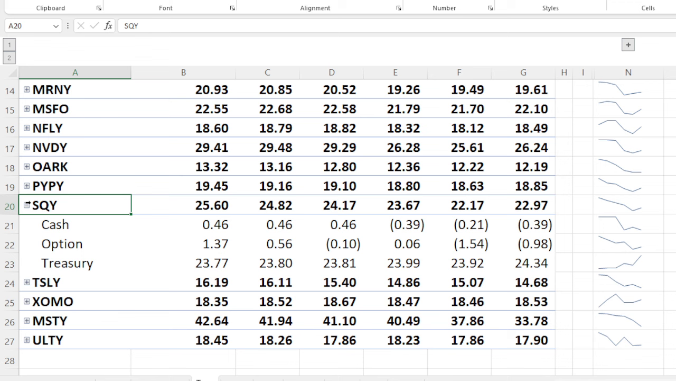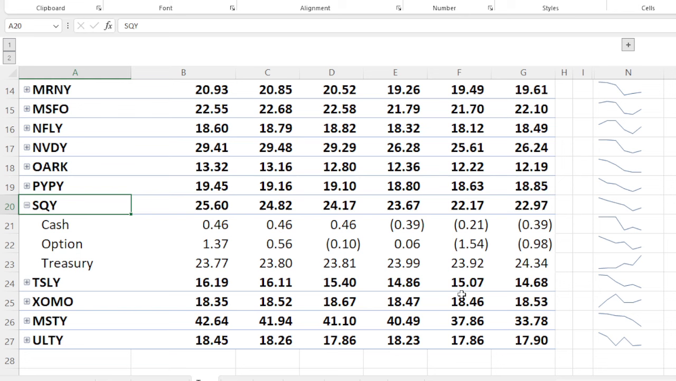Square again took a bit of a hit in terms of share price, and then the cash went from 46 cents down to a 39-cent credit. Oof, that's not good for the cash. But that's kind of weird, the treasuries went from 23.77 to 24.34. So I was kind of expecting them to take money out of treasuries and put it back into cash in case people are redeeming. So I'm guessing that's what that is too.